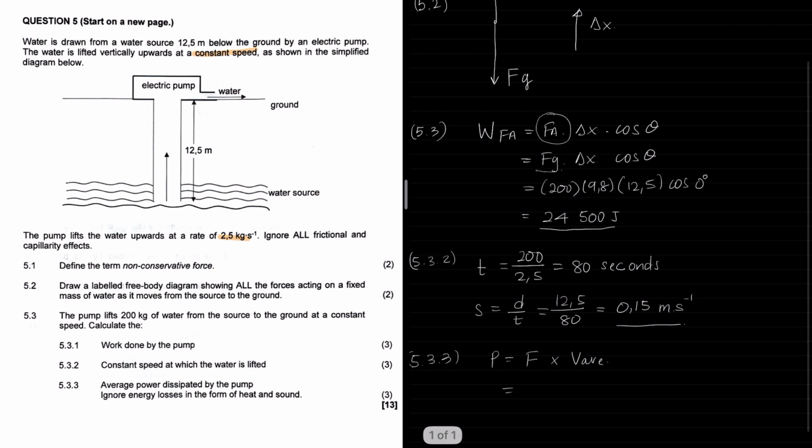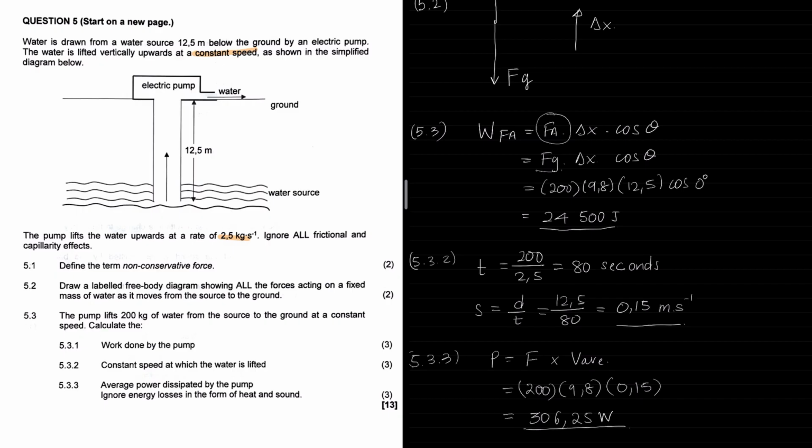So we're going to say 200 kilograms, so 200 times 9.8 times the average speed, which is 0.15, and that gives us 306.25 watts. And that's our power.